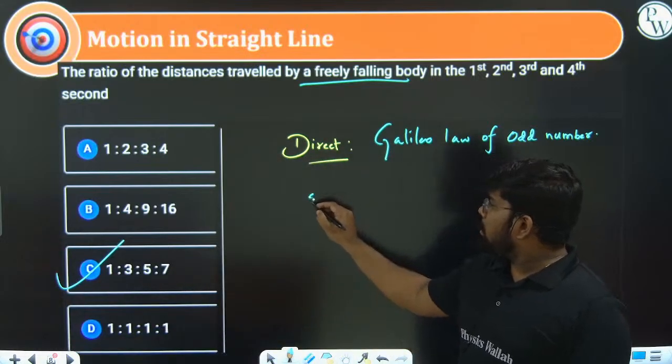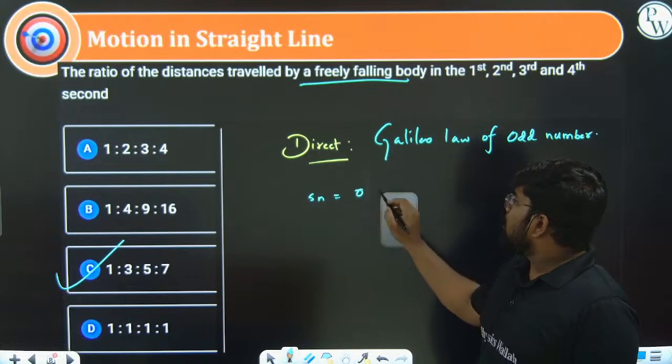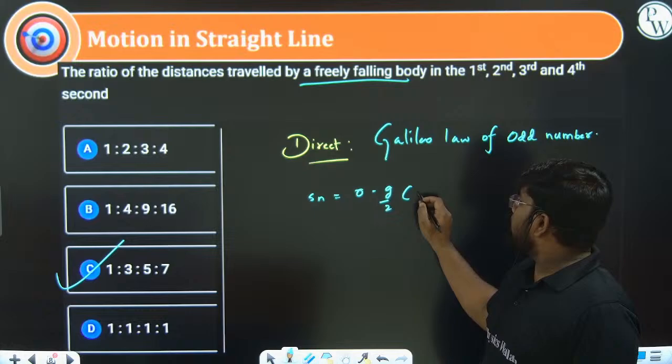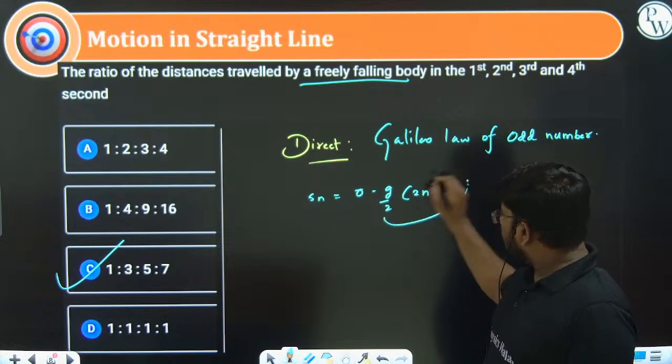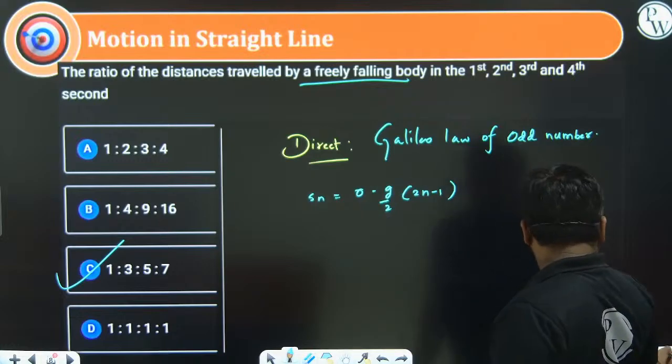Or else, what is the way to do? You have to use the Sn formula. Initial velocity 0, acceleration minus g, so S_n = minus g by 2 into (2n minus 1). So basically, these are what? Odd numbers. So what will the answer be? Odd numbers will be coming out.